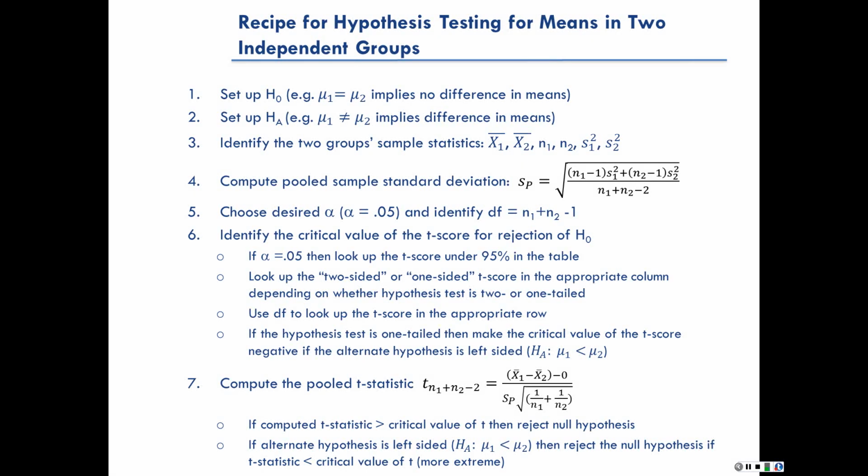Once you've got that critical value, your next step is to compute the pooled t statistic using the formula that I'm showing there that I also showed on the prior slide. You get your pooled t stat. If it's greater than the critical value of t, then you reject your null hypothesis. With the caveat being that if your alternate hypothesis is left-sided, then you only reject the null hypothesis if the t statistic is less than the critical value of t, so it would be negative, right? Because you're looking at the left side of the distribution.